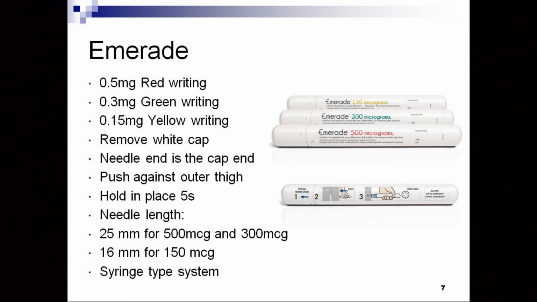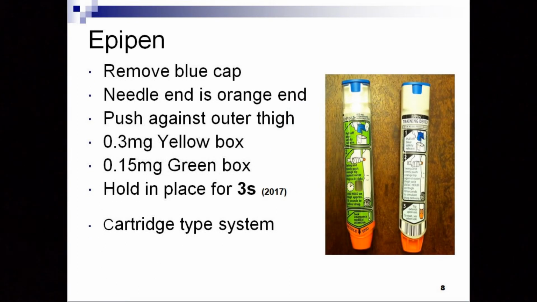The next auto-injector is EpiPen. EpiPen only comes in 2 doses, 0.15 milligrams and 0.3 milligrams. To use EpiPen, once you've taken it out of its box and plastic container, remove the blue cap. The needle end is the opposite end of the cap end. So the needle end with EpiPen is the orange end. Rest the device on the leg, push and hold in situ for 3 seconds, after which remove the device and again a needle guard will come down.